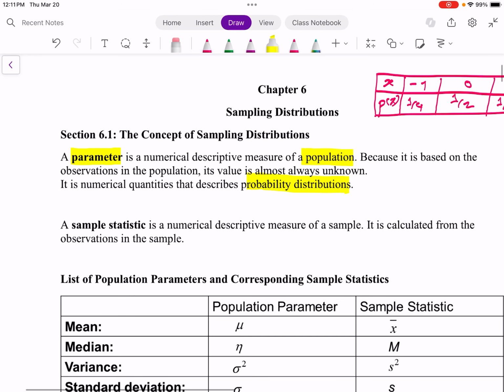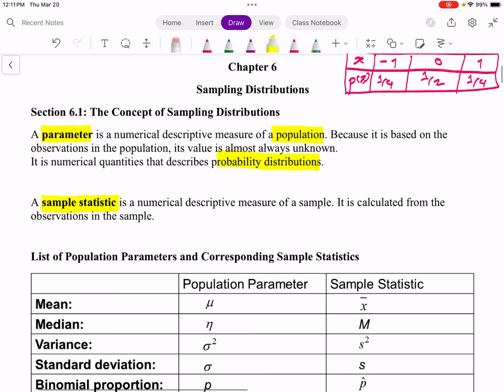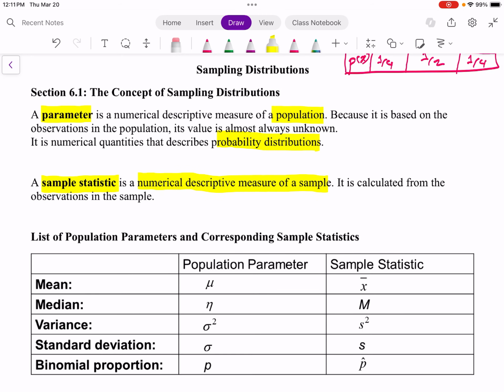In a similar way, we have a statistic, a sample statistic. Okay, and this sample statistic is a numerical descriptive measure of a sample. So if we are talking about a sample, and we are finding the mean of a sample and the standard deviation of a sample, then that mean and standard deviation are statistics. Okay, and these sample statistics are calculated from the sample.